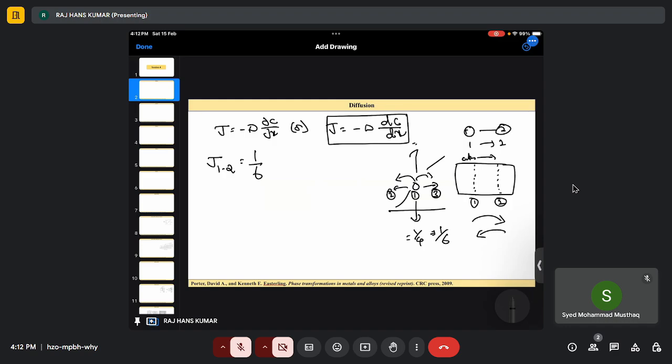Now, what is the coordination number? Like how many spots are there, right? For example, to which position can it jump? That will be multiplied with the coordination number times the frequency.